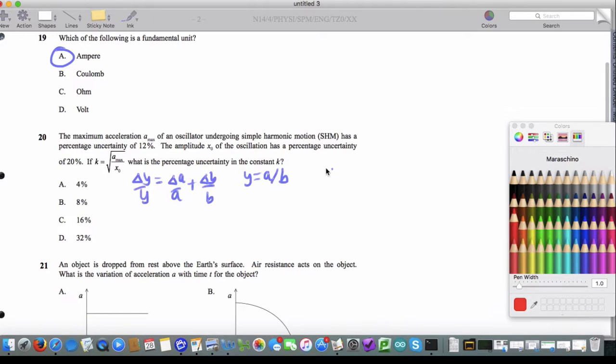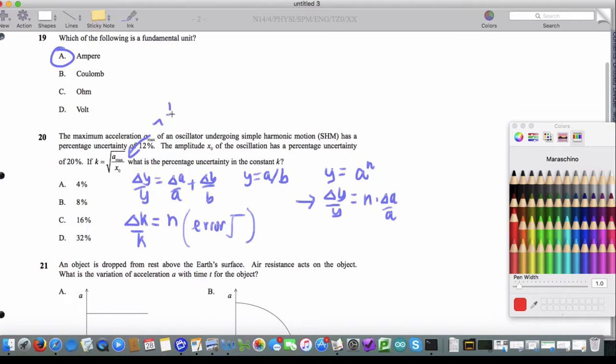The other thing, though, is that if Y equals A to the N, then delta Y over Y is going to equal N times delta A over A. So this actually forces us to smash two ideas together. Here's how it's going to work when we smash these formulas together. I need the power formula. So that means delta K over K is going to equal N times whatever this error here is. Okay, that's for the power part, because this square root is the same as 2 to the 1/2 power.